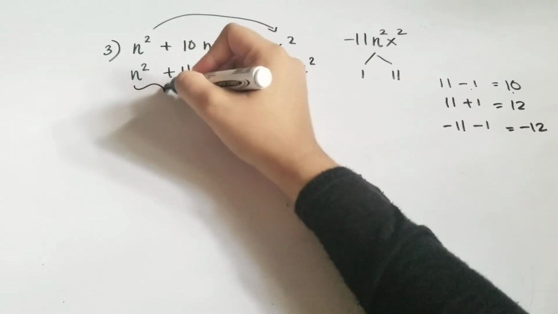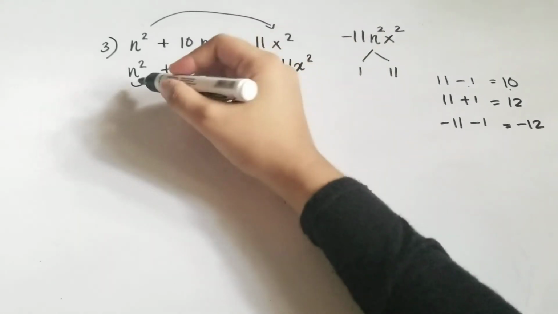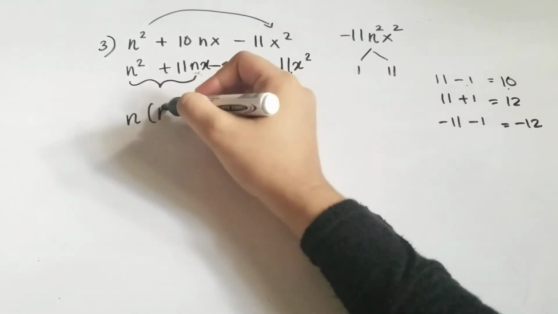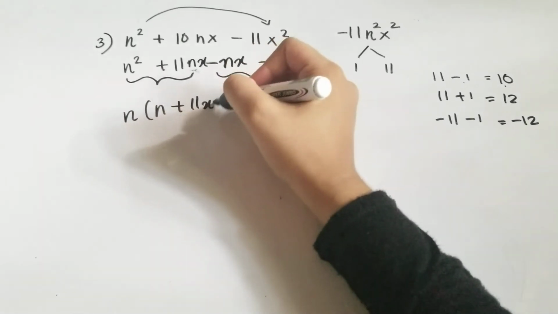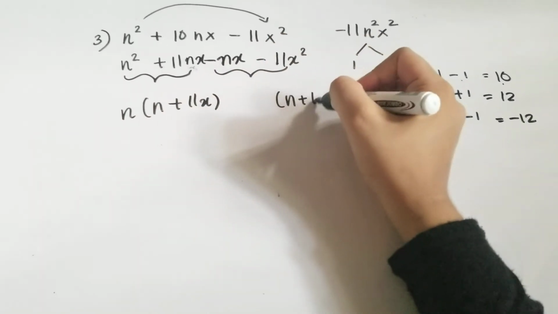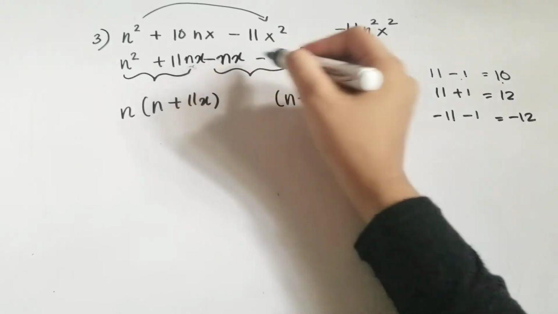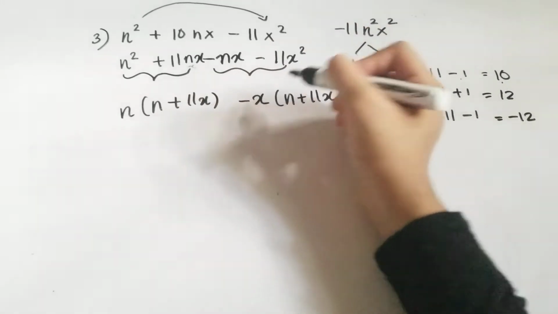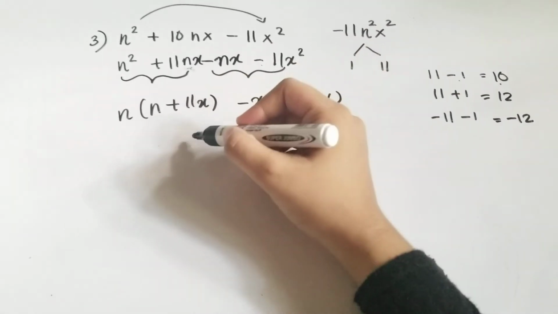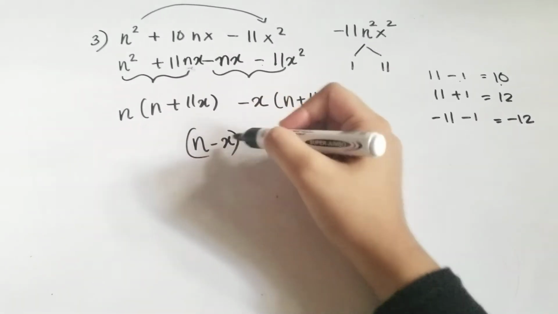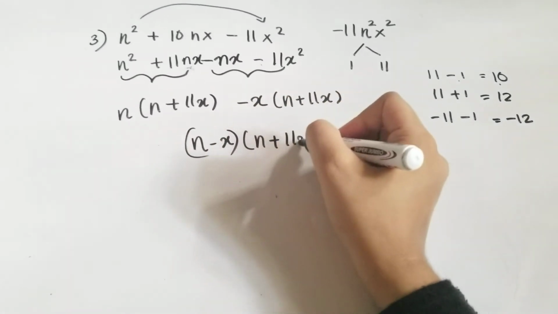Now here you have to categorize them this way and see what's the common term. n is common, so take n plus 11x. Write the same thing, n plus 11x, in the other bracket, and check: if you need minus nx, what should we write here? Minus x. So plus into minus becomes minus. The factors are n minus x and n plus 11x.